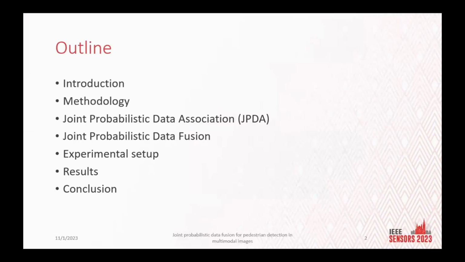So this is the layout of my presentation. We will first discuss why pedestrian detection is important and why fusing is important in this scenario. Then we will see the possible ways to do the fusion and the methodology that we chose, by exploiting an existing method, which is joint probabilistic data association. Then how we exploited this method, some experiment setup, results, and the conclusion.